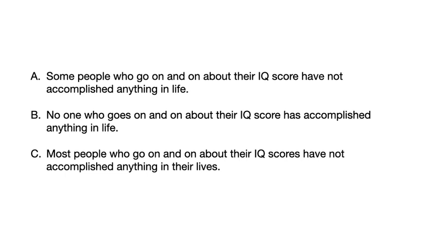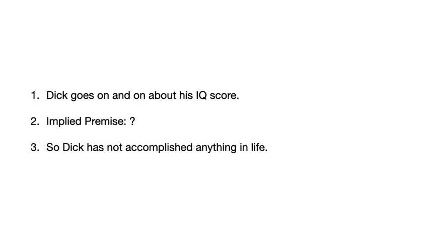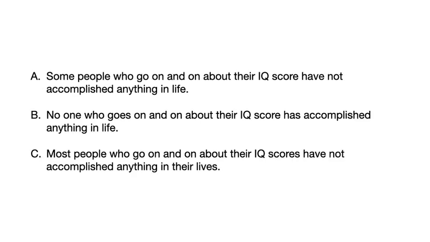Well, some people who go on and on about their IQ scores have not accomplished anything in life. That's too weak, right? When you add that with premise one, that really doesn't give you much of any reason to believe the conclusion. That one's not going to work. B and C, though, will both work, right? No one who goes on and on about their IQ score has accomplished anything in life. Most people who go on and on about their IQ scores have not accomplished anything in their lives.